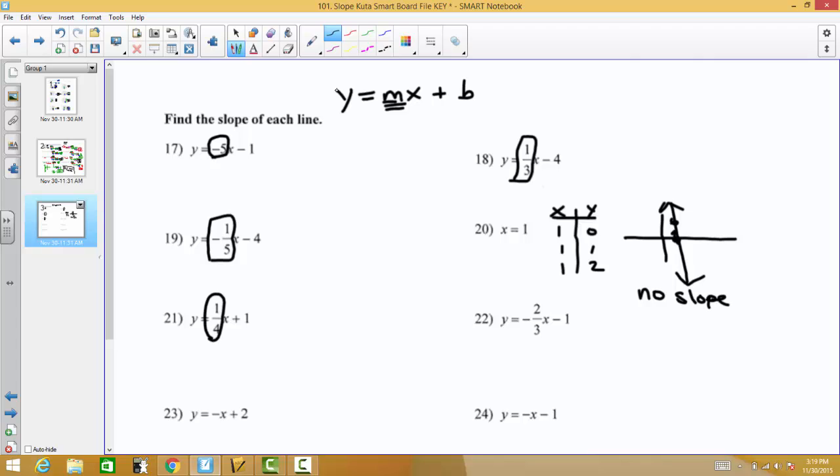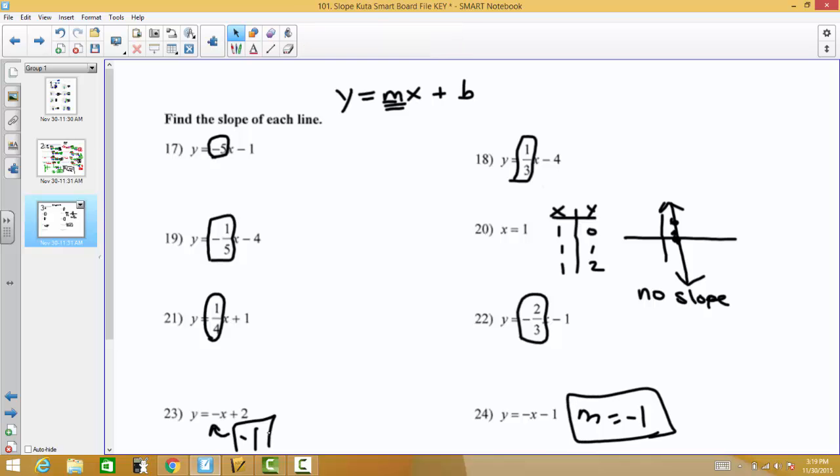Slope of 1/4, slope of negative 2/3. This is a slope of negative 1. If there's no number, there is assumed to be a 1. This is a slope of negative 1. There's a negative in front of that x.